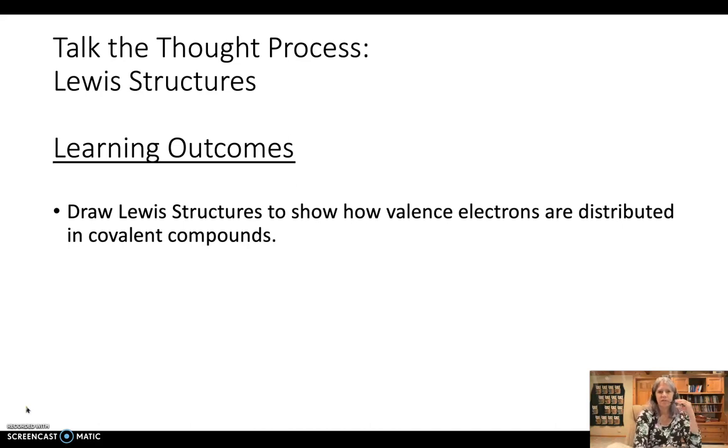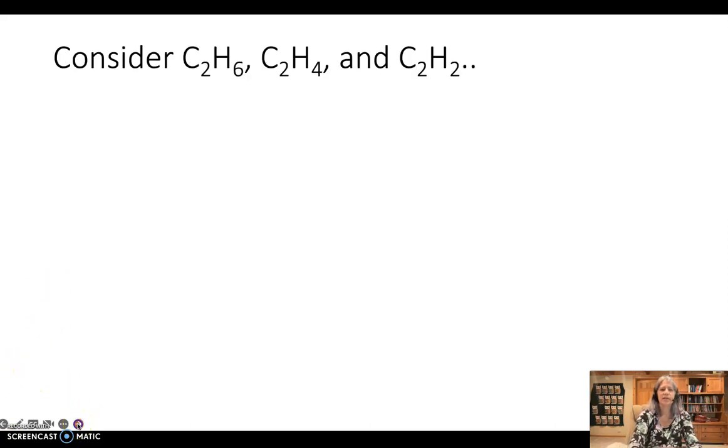So here in our Talk the Thought Process series, we're going to be talking about Lewis structures. Lewis structures are a nice, easy way to show how the valence electrons are spread around in covalent compounds. And so what I want to do here is just talk through how we think about making a Lewis structure, and then also when we look at something in series, like these compounds here, we can see how the Lewis structure really works.